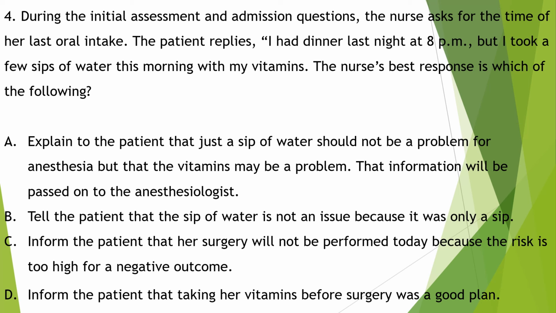Explain to the patient that just a sip of water should not be a problem for anesthesia, but the vitamins may be a problem. That information will be passed on to the anesthesiologist. Second, tell the patient that the sip of water is not an issue because it was only a sip. Third, inform the patient that her surgery will not be performed today because the risk is too high for a negative outcome. And fourth, inform the patient that taking her vitamins before surgery was a good plan.